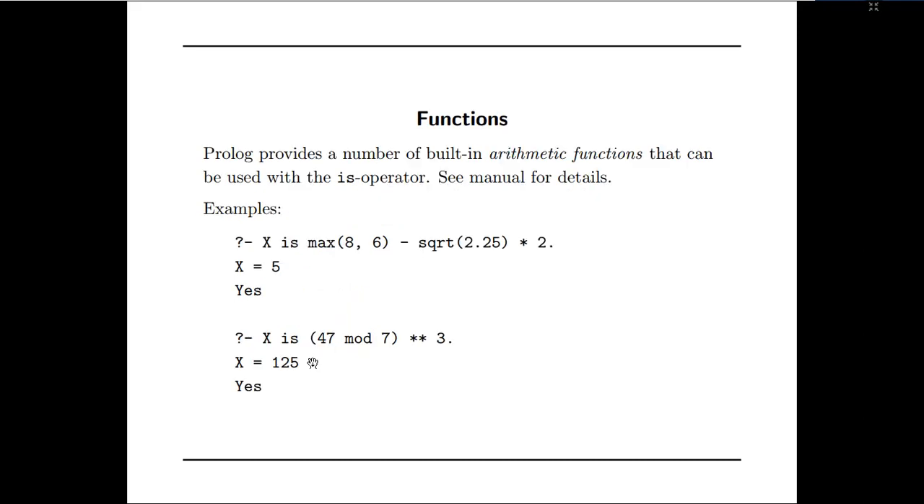In this direction, Prolog also provides many built-in arithmetic functions such as max, square root, mod, etc. Examples are like this. X is max of 8, 6; minus; sqrt, which will give you the square root; and X is 47 mod 7, star star 3, that means cube, that is X is 47 mod 7 cubed. Whatever value is computed will be printed here.